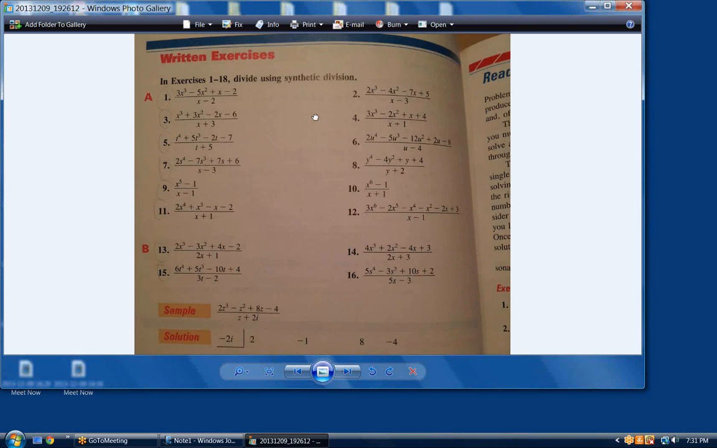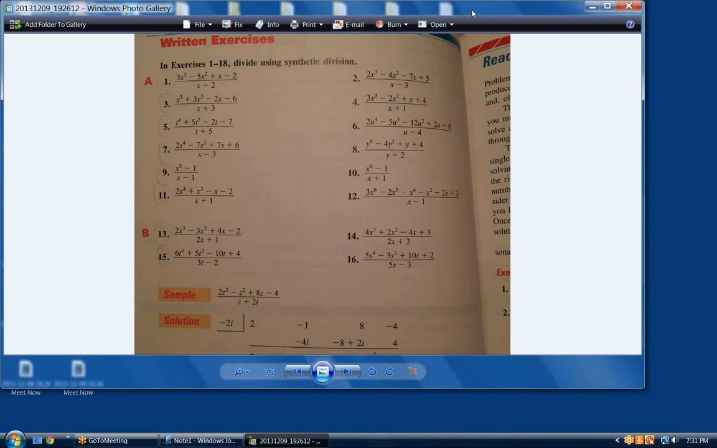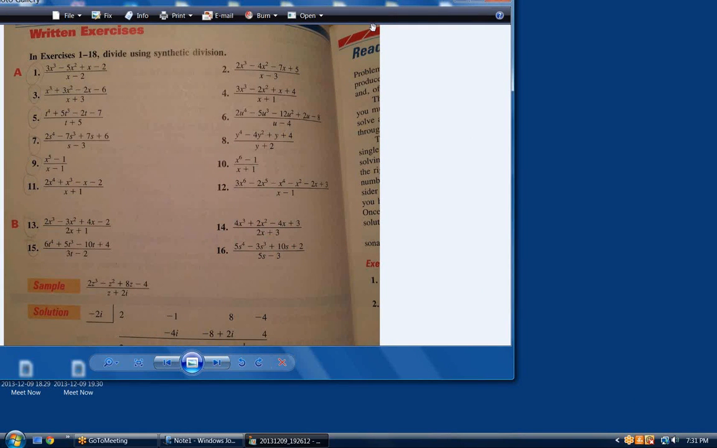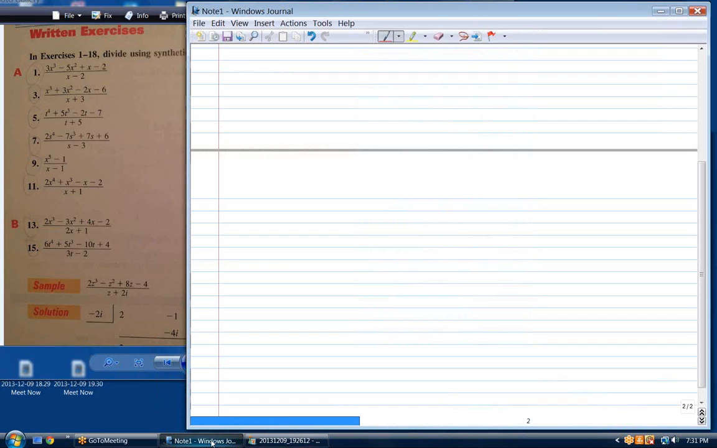Okay. Yeah, I'm familiar with these. I just have done a session on them. So which one do you want to look at? Just start at 1. Okay. So to synthetically divide this, what do I need to write across the top? The coefficients for each one of the... So you tell me what to write.